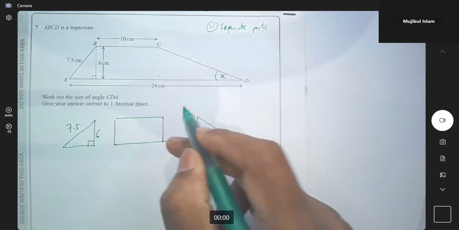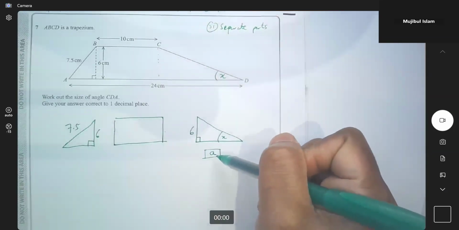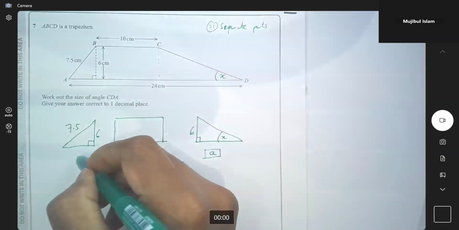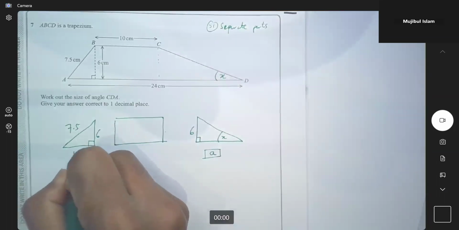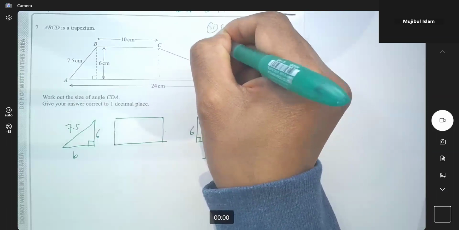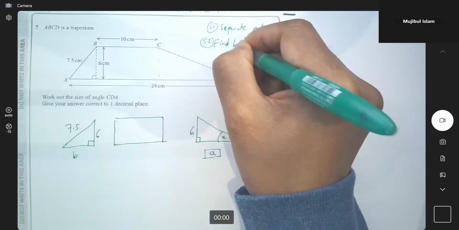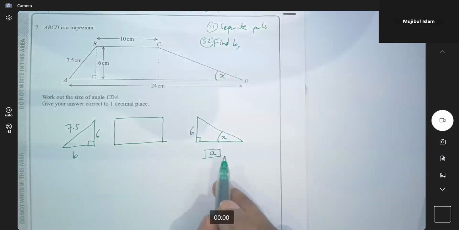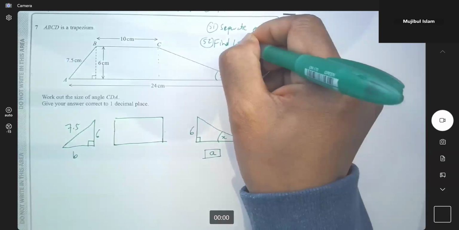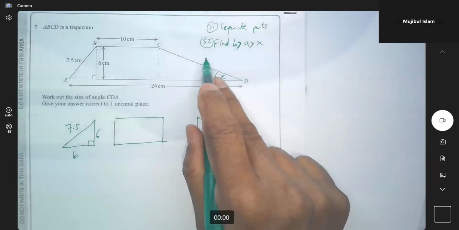All right, so now because I've separated the parts, I can work out what I need to do. I need to work out this side. In order to work out this side, I also need this little bit here. So this is, I'll call it B. So step two is I need to find B first. If I find B, then that will help me to find A, and then that will help me to find X. So that's how I work it out.